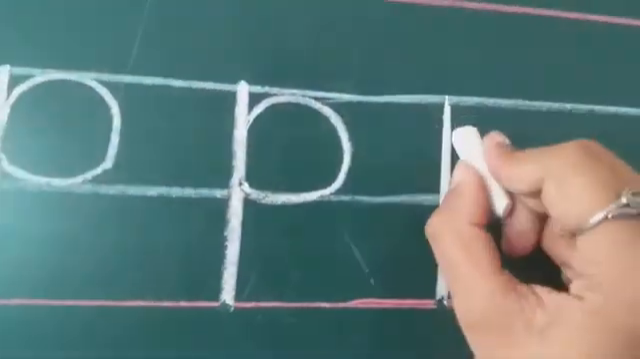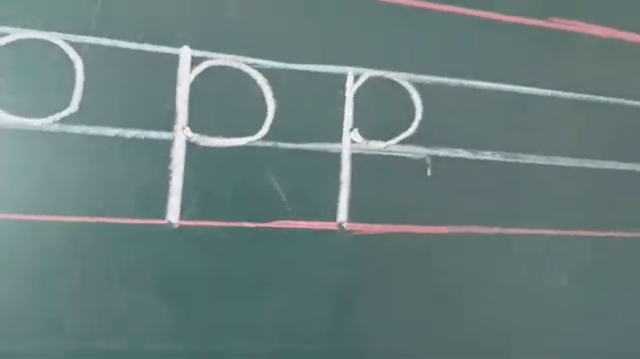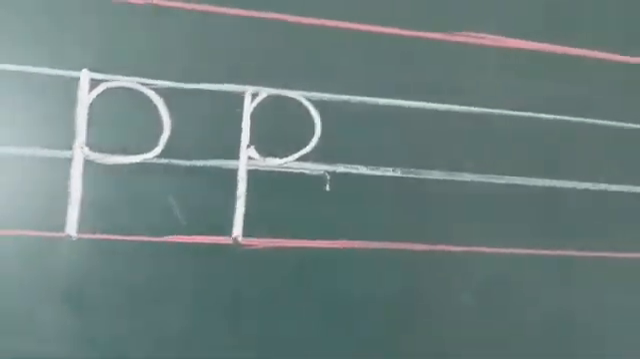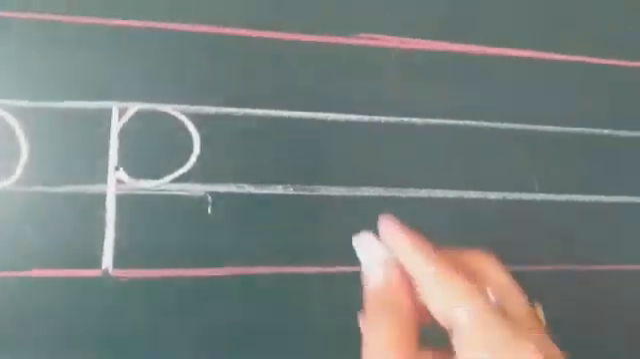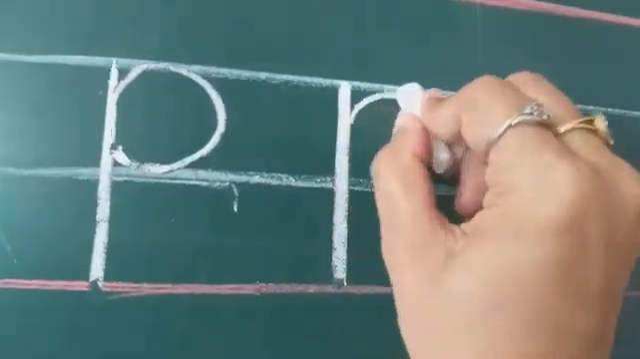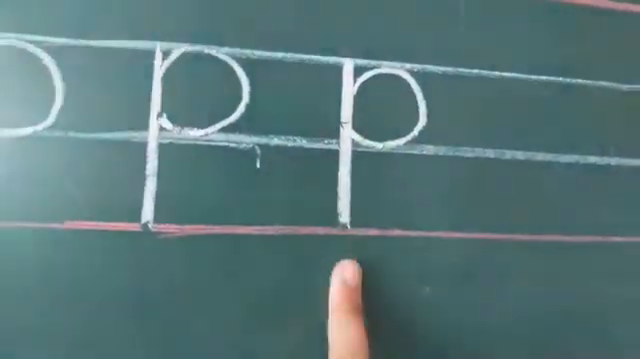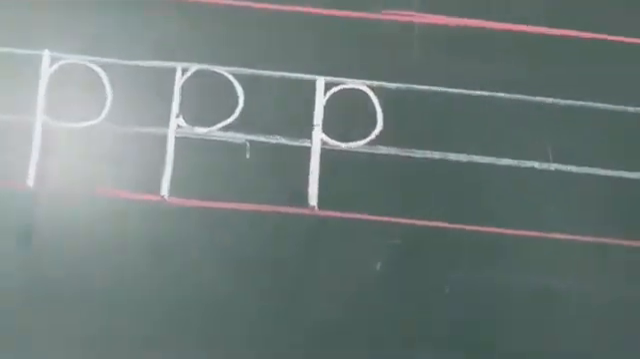Standing line and then half circle. It makes small letter P. P for penguin. Standing line and then half circle. It makes small letter P. P for panda.